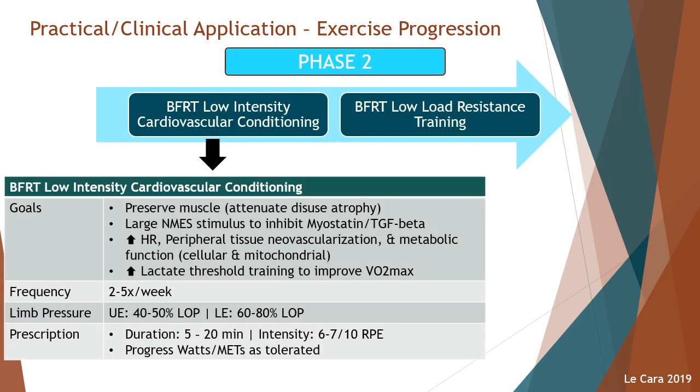So similar to phase one, if we just step through, the goals here are going to be similar, but the fact that we're doing cardiovascular conditioning, then you're going to have an increase in heart rate, peripheral tissue neovascularization, and metabolic function, that is on the cellular as well as mitochondrial levels, and those are going to be a little bit more of your focus, and then you're going to have an increase in lactate threshold training to improve one's VO2 max. Your frequency can be pretty high here, 2 to 5 times per week. You're going to use your classic limb occlusion pressures. Your duration should be 5 to 20 minutes, and the intensity should be 6 to 7 out of 10. Progress watts and METs as tolerated.